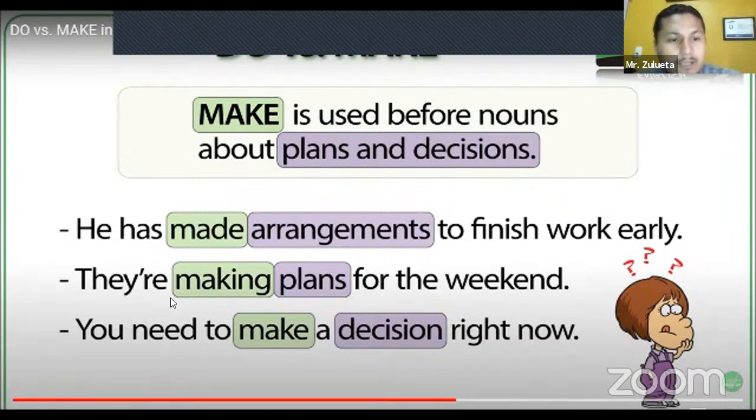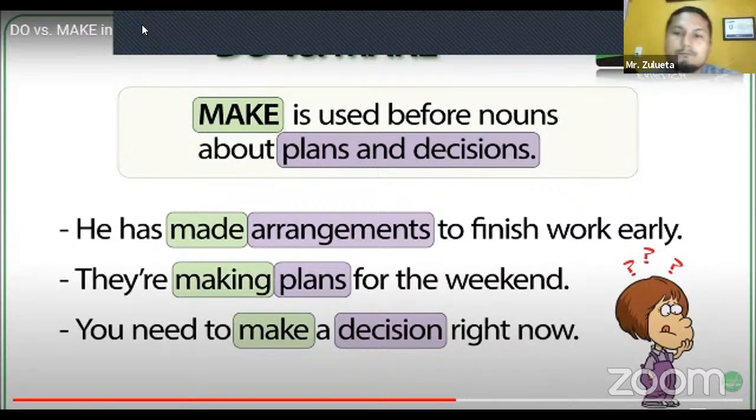All right, so they are making plans for the weekend. Good, understandable, not difficult. He has made arrangements to finish work early. Okay, so to make arrangements, to make plans, and to make decisions. Good. Arrangements, arreglos, planes y decisiones. You need to make a decision right now.